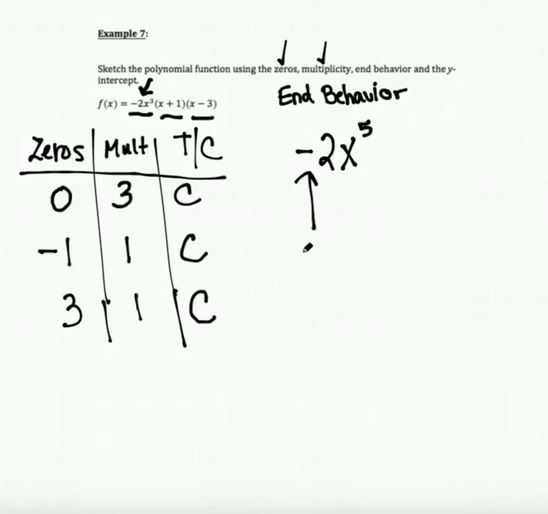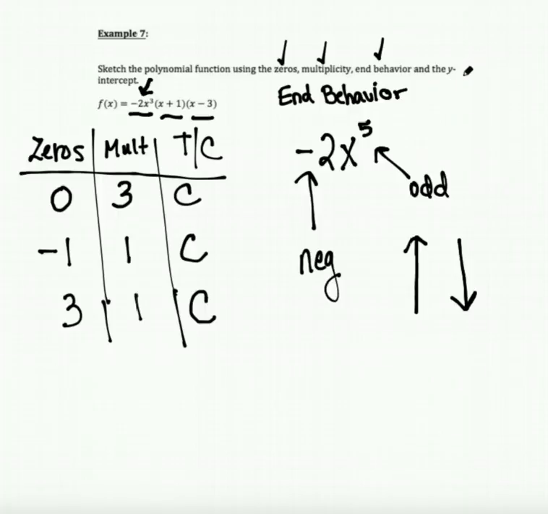So I have a negative leading coefficient and an odd degree. So negative leading coefficient, odd degree. So I've got to think about what that's doing. That's telling me that the graph is going to go up on the left, down on the right. Up on the left, down on the right. All right, so that takes care of end behavior.